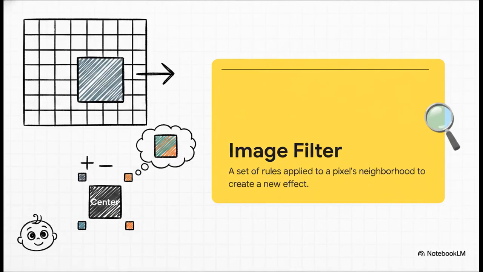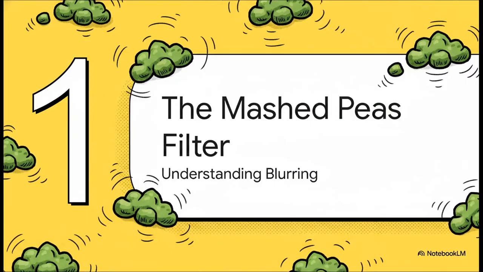Okay, so first things first, what even is an image filter? Well, at its core, it's basically just a tiny window, think of it like a magnifying glass, that slides over every single pixel in your photo. It looks at that one pixel and all its immediate neighbors, and then it uses a really simple set of rules, a little bit of math, to decide what the new color of that pixel in the center should be. That's literally it. So let's start with maybe the most common effect out there, the blur. And to get our heads around it, we're going to use what I'm calling the mashed peas filter.